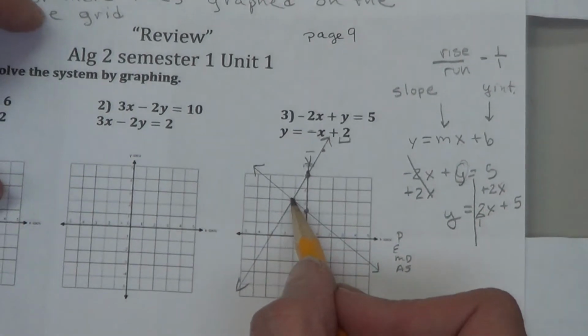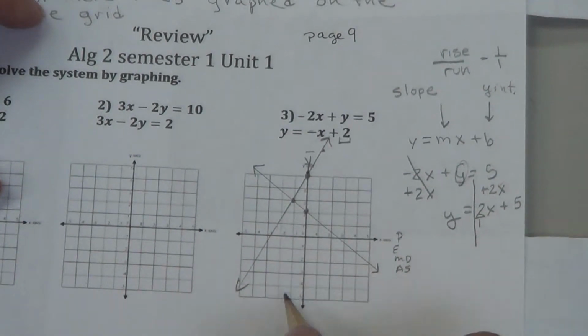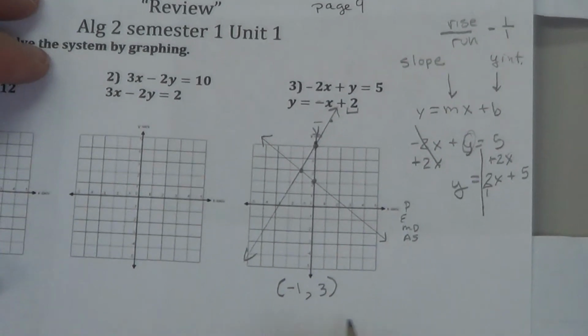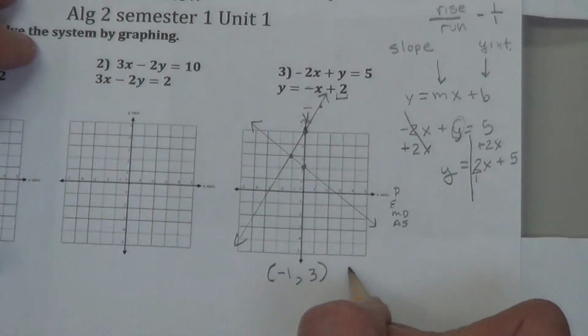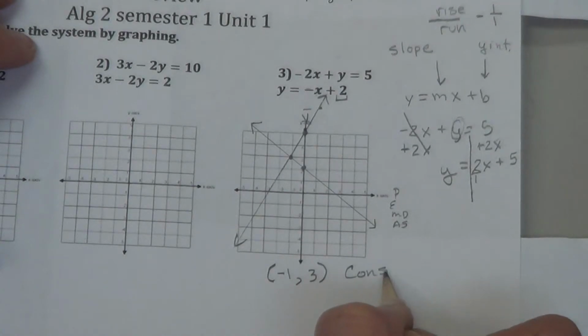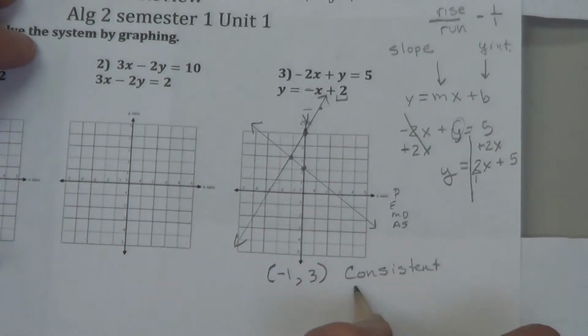Well, I see that they do intersect. These lines have a single point. That point is at negative 1, positive 3, and you must put the answer in point form. And then you should also label this as consistent, independent.